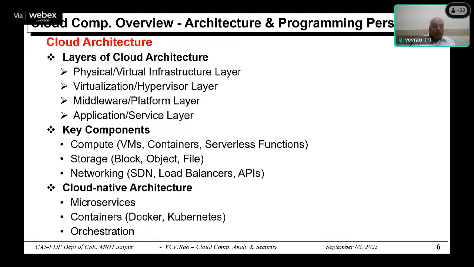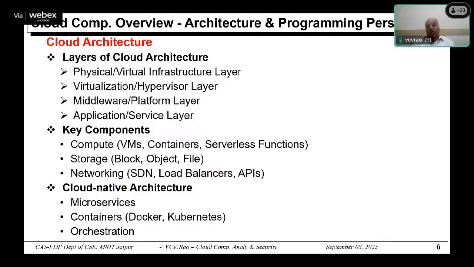Now, coming to the architecture side, you have the layers of cloud architecture: physical, virtualization, hypervisor, middleware, platform, application service. In middleware and application, a lot of changes have happened in the last 4 years, where security is also coming into the picture. On the compute side, we have virtualization, containers, Docker containers, and serverless functions where many events can be processed. That has also now been brought into cloud computing in the last 3-4 years.